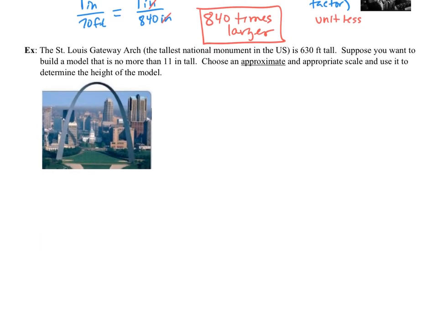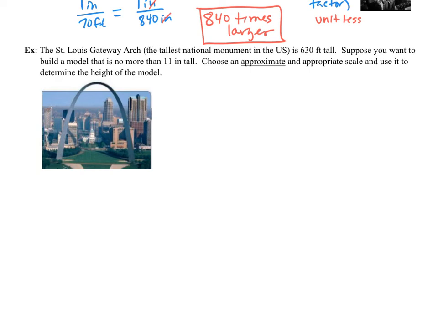The last example says, the St. Louis Gateway Arch, the tallest national monument in the U.S., in case you didn't know that, is 630 feet tall. Suppose you want to build a model that is no more than 11 inches tall. So no more than. It doesn't necessarily need to be exactly 11 inches, but just no more than. So choose an approximate and appropriate scale to use to determine the height of the model.